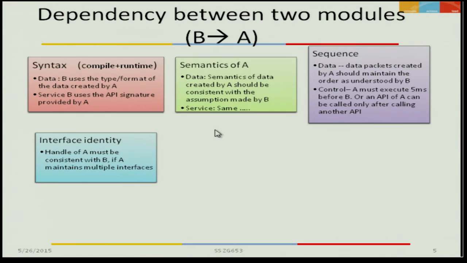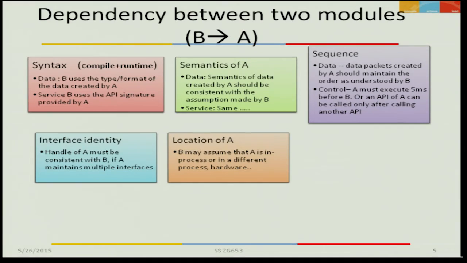Interface identity is another type of dependency, where the handle of A must be consistent with B, specifically when A is maintaining multiple interfaces. So when B is using a handle of A, that handle will essentially be some kind of interface, and that interface must be consistent.